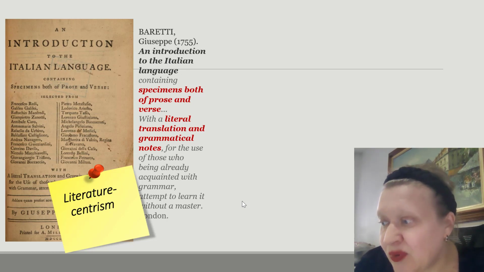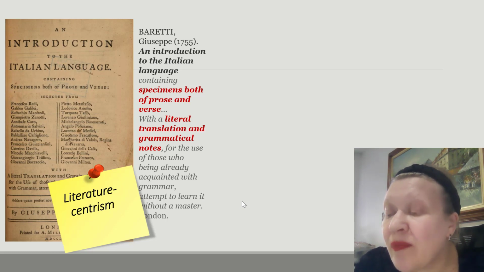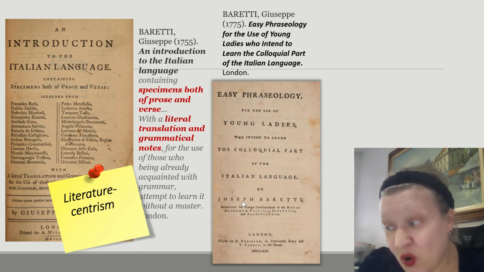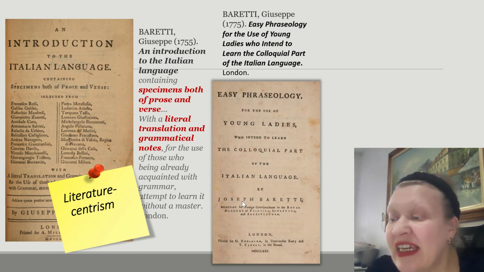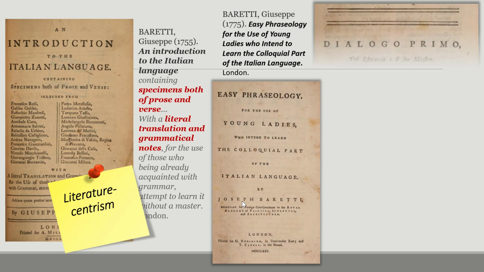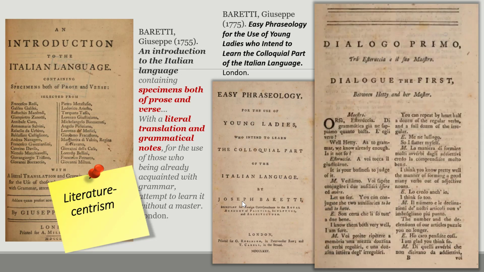To complete this textbook, 20 years later, the same author published another one focused on conversational skills. Easy phraseology for the use of young ladies who intend to learn the colloquial part of the Italian language. The textbook contains a collection of dialogues with an interlinear translation in English. The characters of the dialogues converse on many topics related to real-life situations, such as language classroom, race spotting, news from a newspaper, family affairs, affairs of the heart, leisure, and so on.